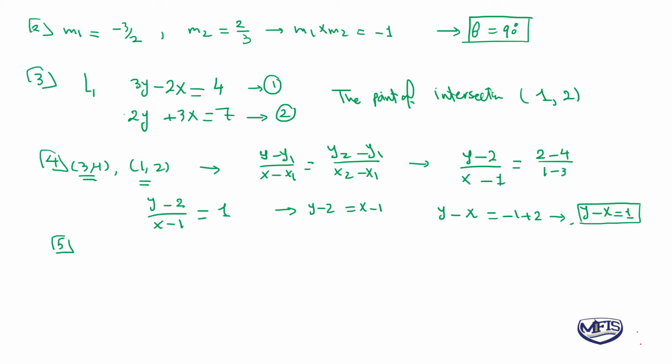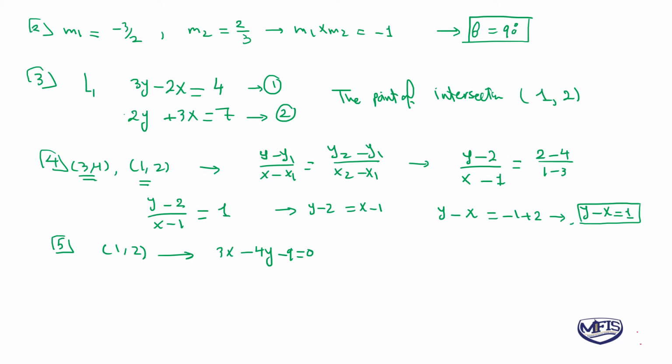And in number 5, we want the length of the perpendicular drawn from the point of intersection of the two lines to the straight line whose equation is 3x minus 4y minus 9 equals 0. So we have the point of intersection, which is (1, 2), and we want to find the length of the perpendicular from this point to the straight line 3x minus 4y minus 9 equals 0.